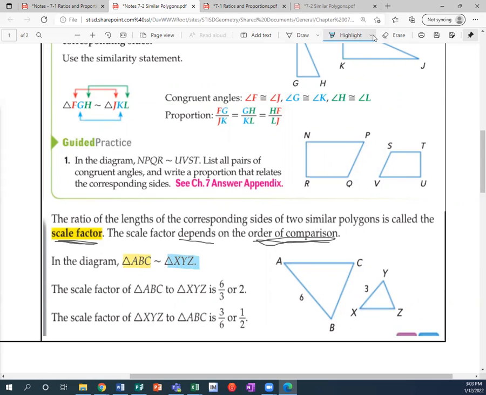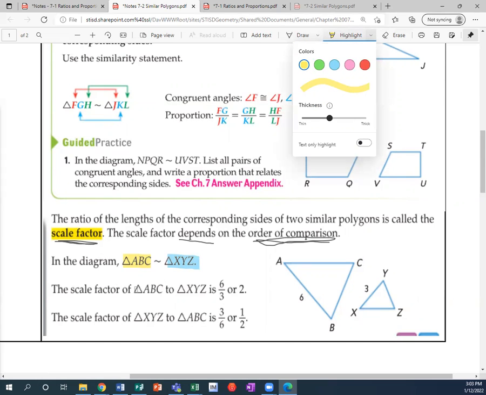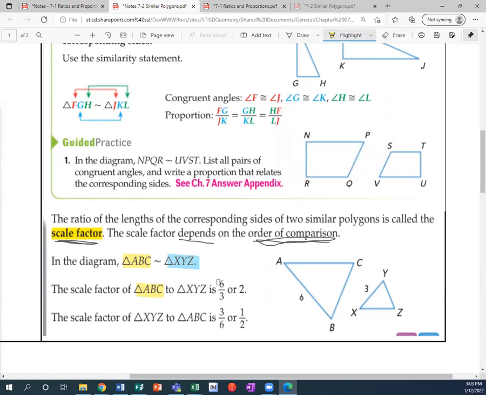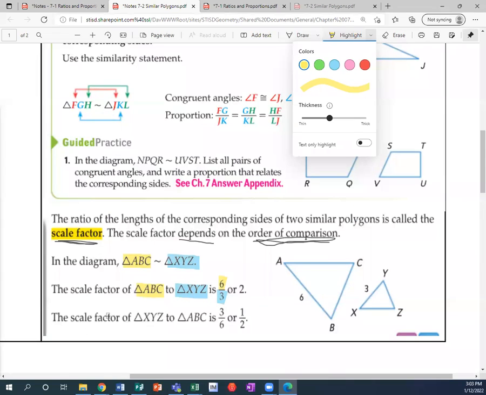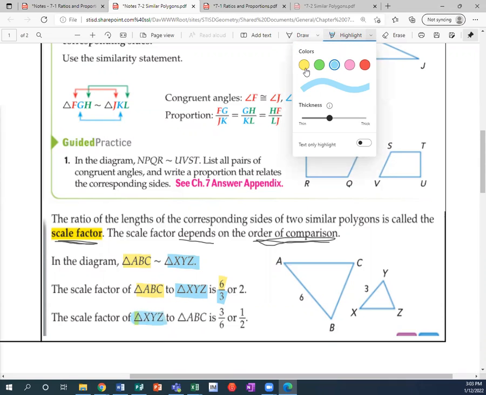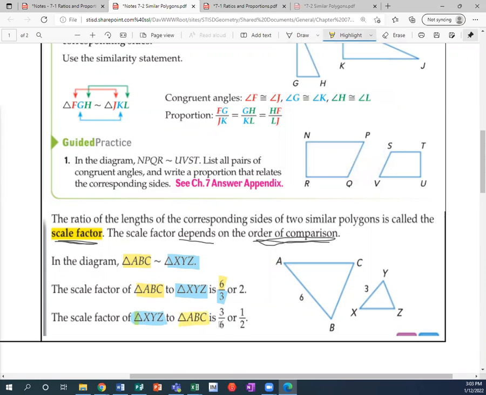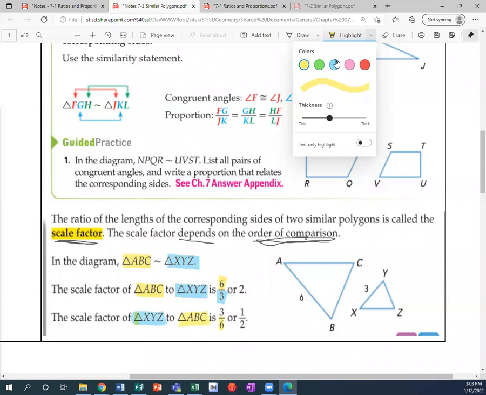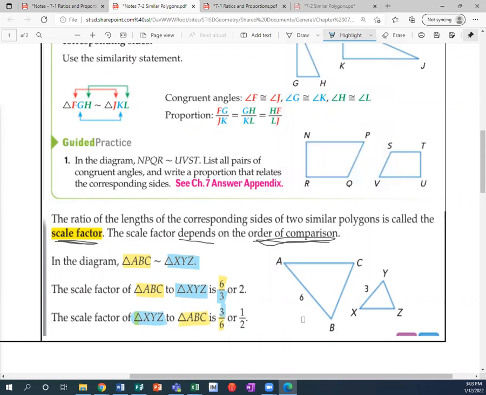Now, if I state the triangle ABC information first, that goes on the top of the ratio, on the top of the fraction. And then if I list XYZ second, it goes on the bottom. When I do that, in this case, here's what my scale factor looks like. But if I flip the order of my comparison, if I state the scale factor of XYZ first to ABC second, then notice the order that I'm writing them in the fraction is now reversed.